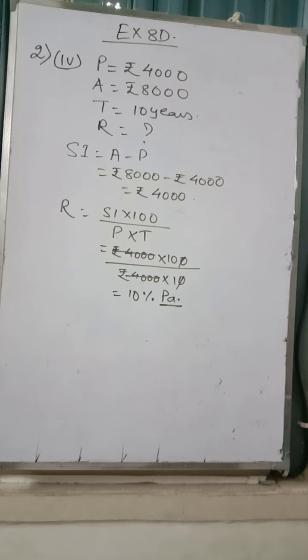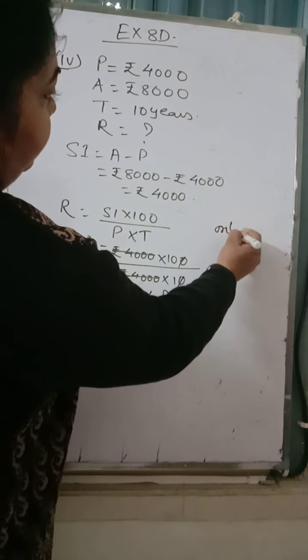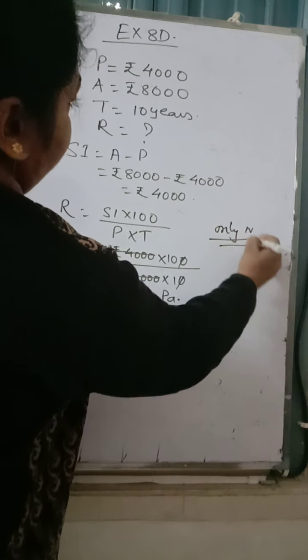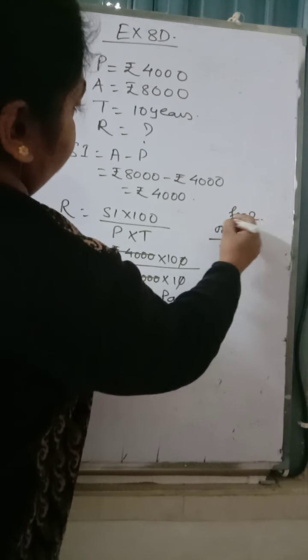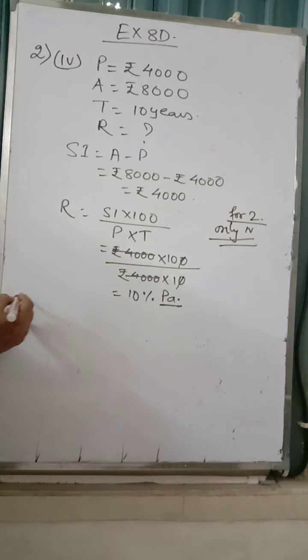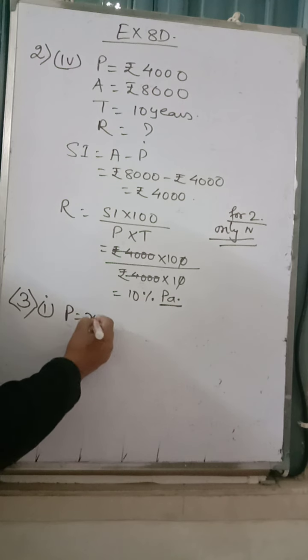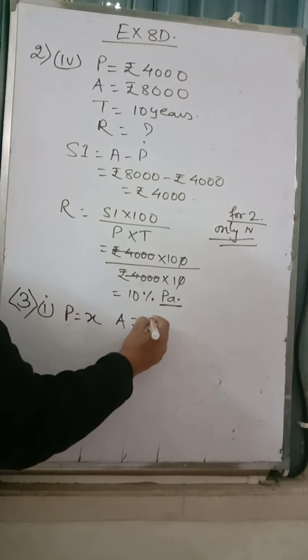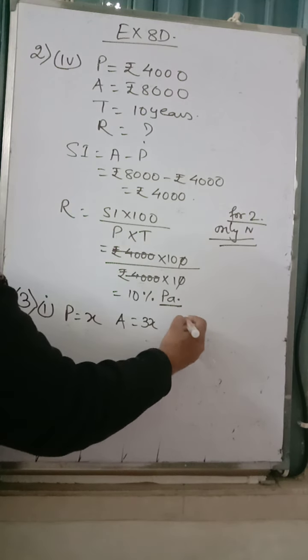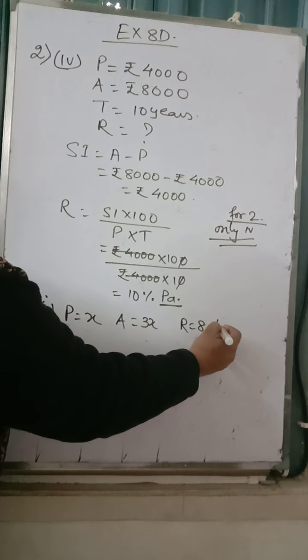Now for question number 2, we'll be solving only Roman number 4. Now for 3, we'll be solving Roman number 1 and Roman number 5. 3-1. Principal is given X. Amount is given 3X. And the rate is given 8% per annum.